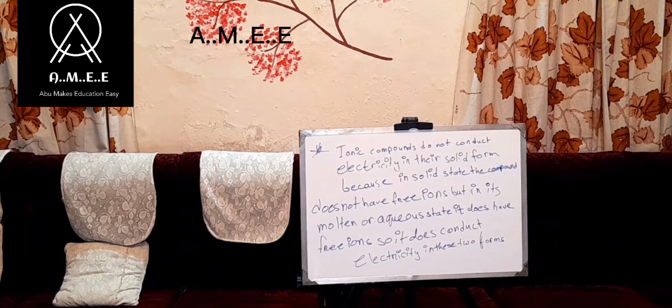Ionic compounds do not conduct electricity in their solid form because in the solid state the compound does not have free ions, but in its molten or aqueous state it does have free ions, so it does conduct electricity in these two forms.